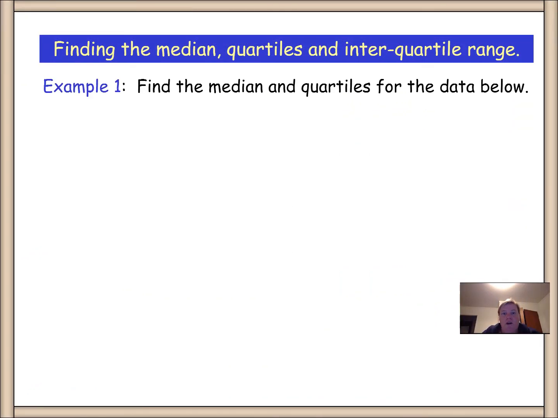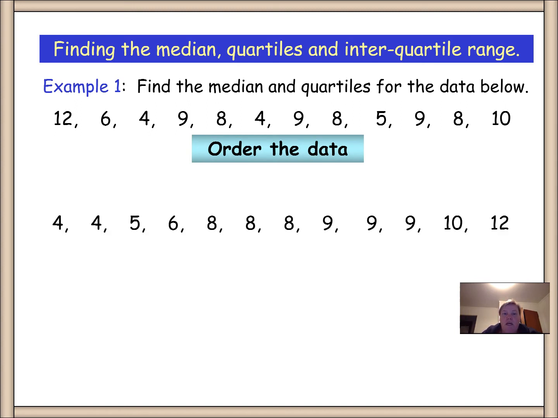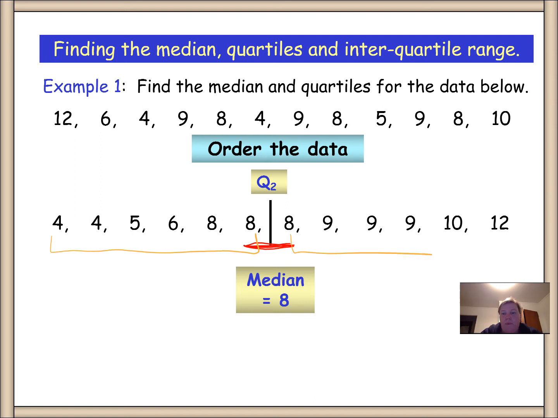Alrighty, moving on. Let's have a look at this data here. Job 1 is to order it. Job 2 is we're going to find the median, and the median for this data is 8. There are 1, 2, 3, 4, 5, 6, 7, 8, 9, 10, 11, 12 pieces of data. So the median actually sits in between these 2 data values here. Can you see that? It's actually not either of these; it's sitting between. Now, these numbers here are all the lower half of data, and this is all the upper half of data.